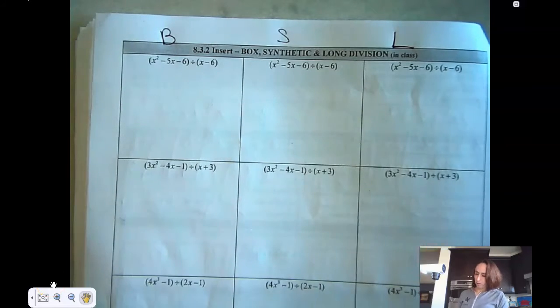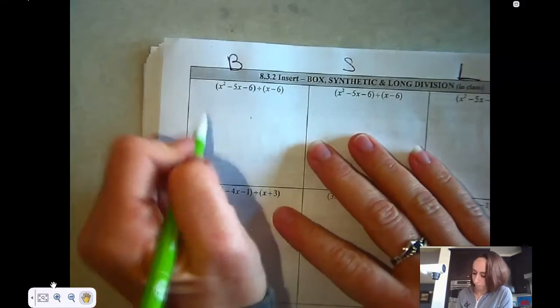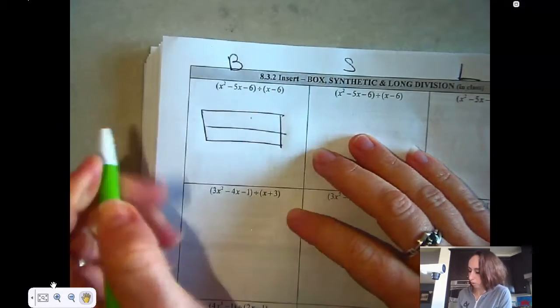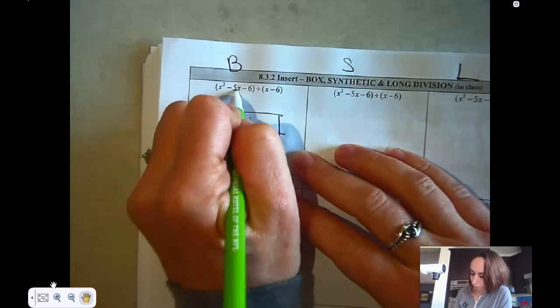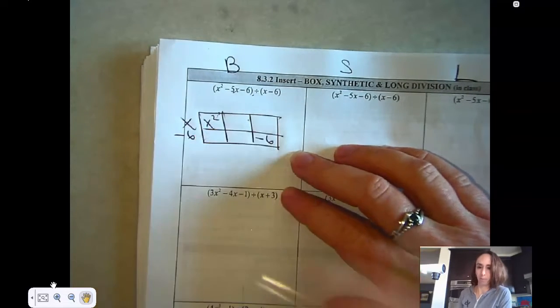Okay. I've taught you box. Let's go over box to make sure we're good. I don't know why I'm making it so small. I'll work on that. x minus 6. All right. 1, 2, 3. 1, 2. First guy here. Last guy here. Let me zoom it in a little bit. Sorry about that.